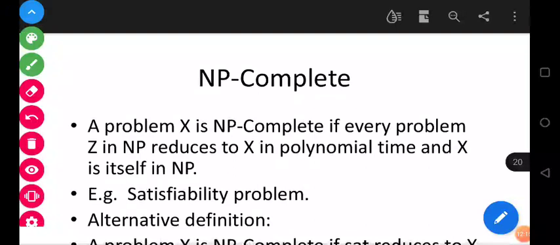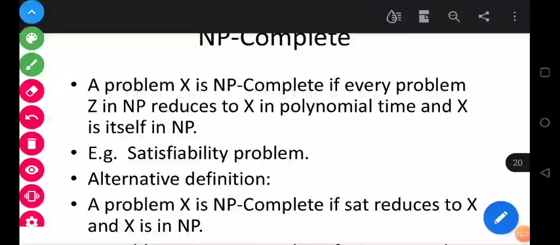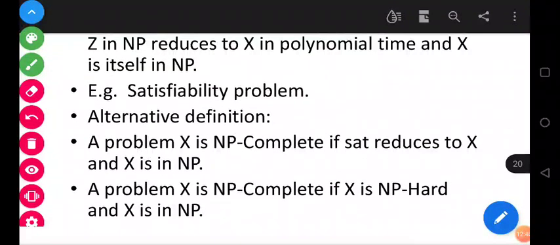Now what is NP complete? A problem is NP complete if it is NP hard and it is also in the set NP. So the definition of NP complete is: a problem X is NP complete if every problem Z in NP reduces to X in polynomial time and X is itself in NP. Again an example, the satisfiability problem.